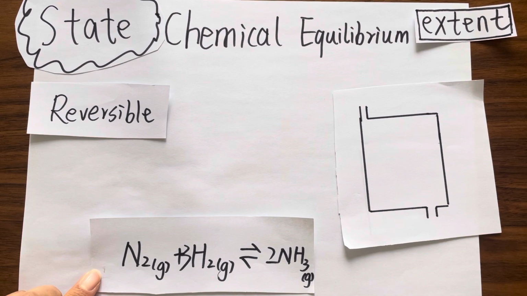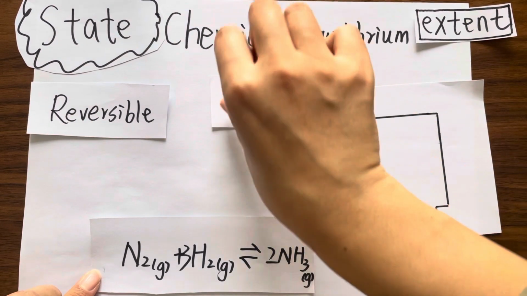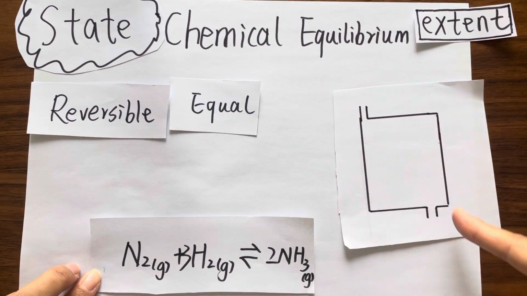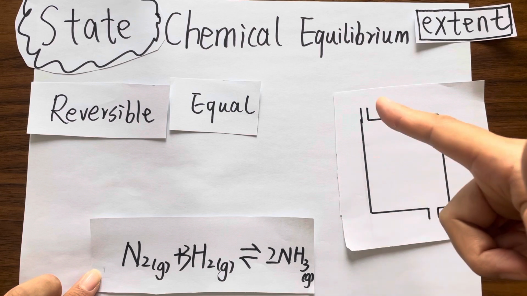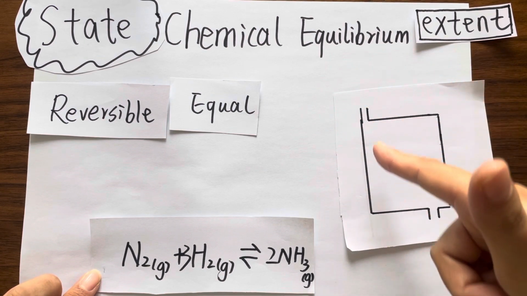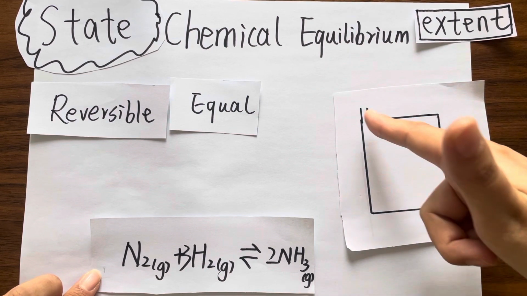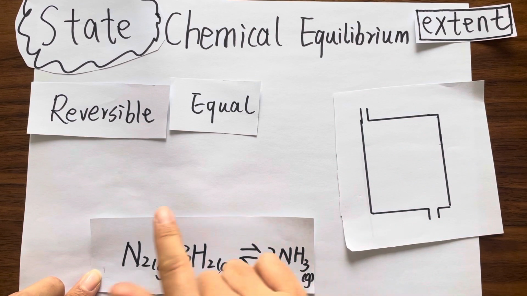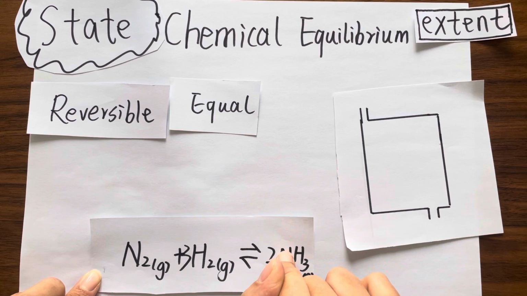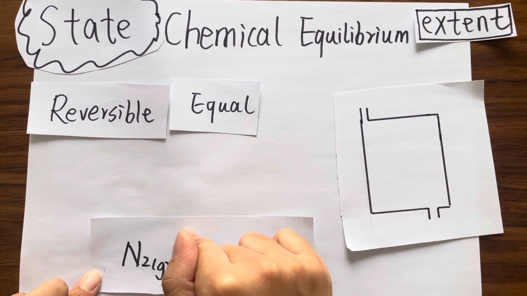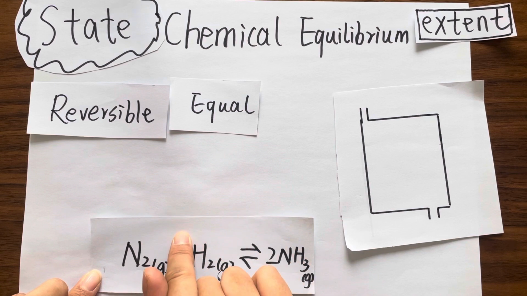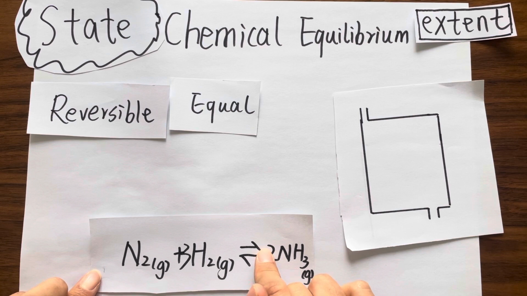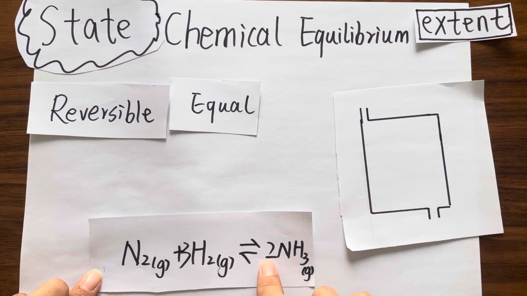The second one is called equal. What is equal? In this model, it means that the rates at which water goes in and out are the same. And in this reaction, equal means that the forward reaction to form ammonia and the backward or reverse reaction, the decomposition of ammonia, should be equal. Then we can say that such a reaction is at equilibrium.